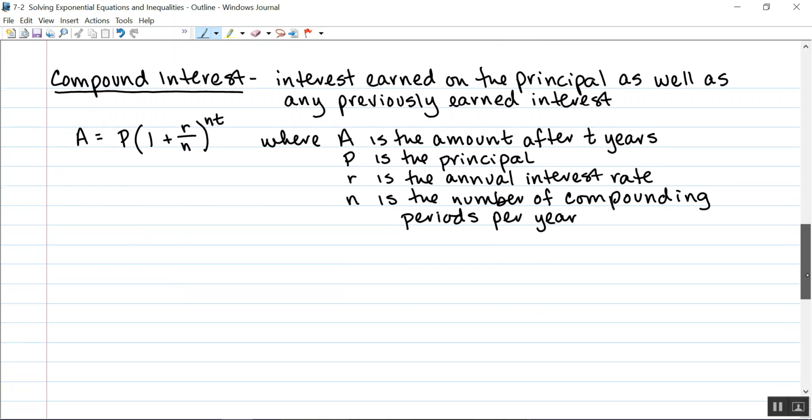Another use of an exponential equation is compound interest. And compound interest is interest that is earned on the principal as well as any previously earned interest. The principal is the amount that you've deposited into the bank, the starting amount. And on a regular basis, that money can earn interest. And then as that principal grows with the added interest, we call that compounding.